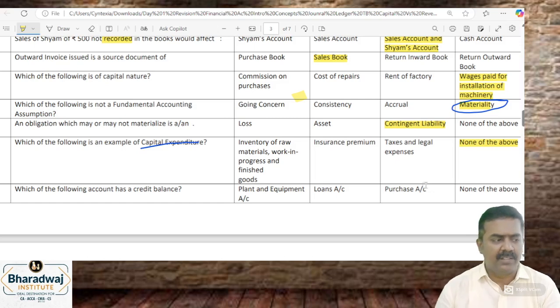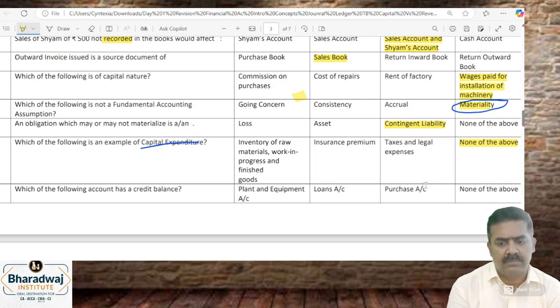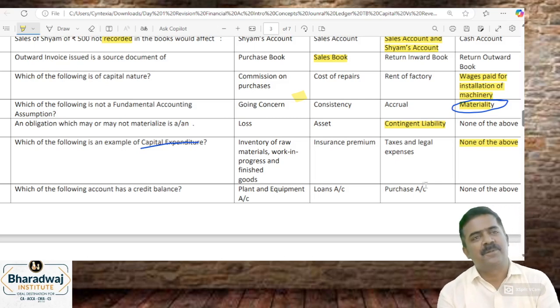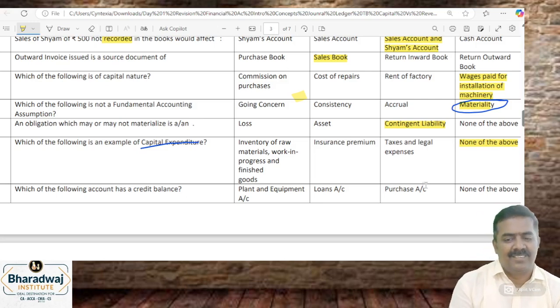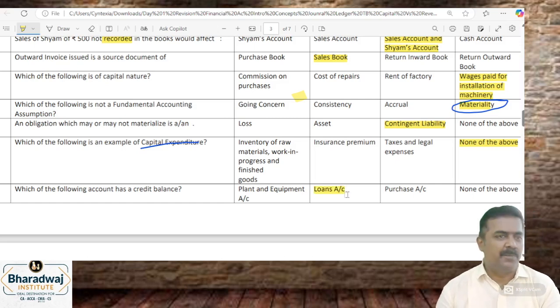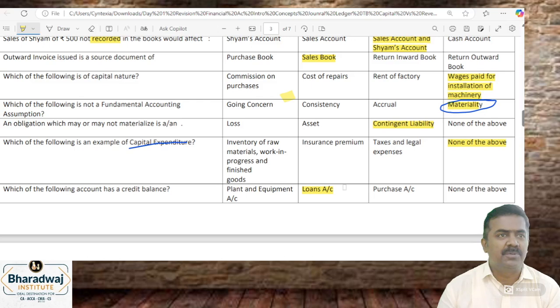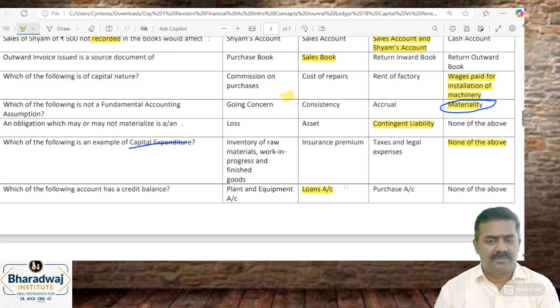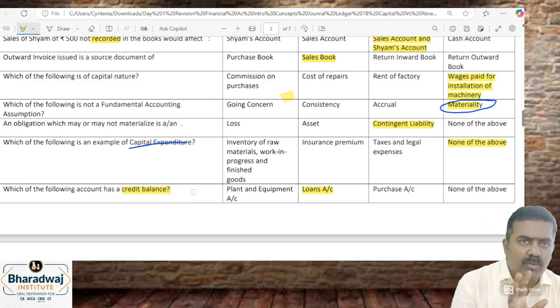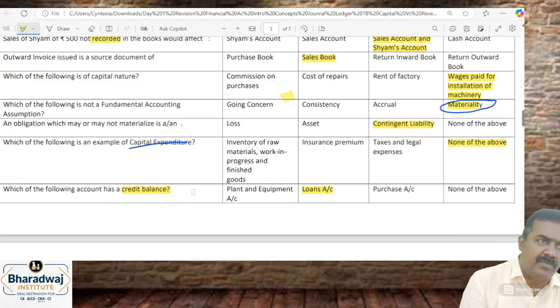Which of the following will have a credit balance? How will the purchase account have a credit balance? Loan. When you borrow money, what is the entry we pass? Bank account debit to loan account. Credit balance.